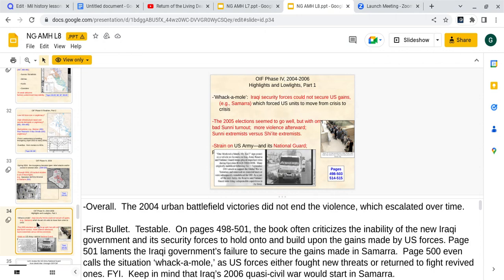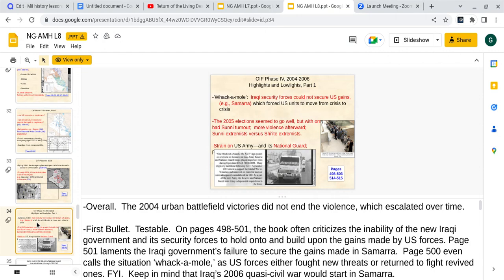Here we talked about whack-a-mole. The Iraqi security forces could not secure United States gains, the example being Samara. So the U.S. would go in and gain some territory for Iraq. However, Iraqi security was not able to hold those gains. They could not exploit those gains. And so the U.S. units had to move from crisis to crisis, basically like whack-a-mole, right?